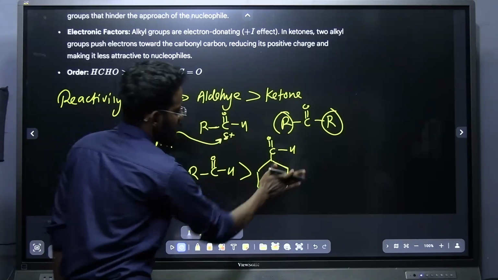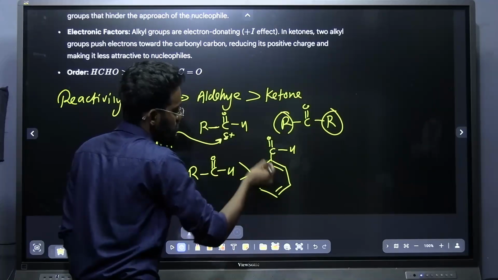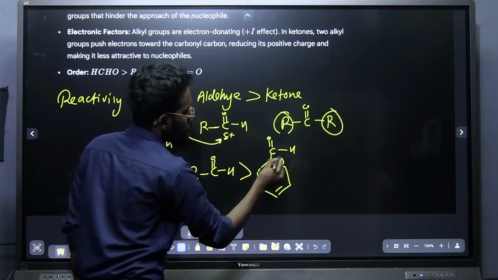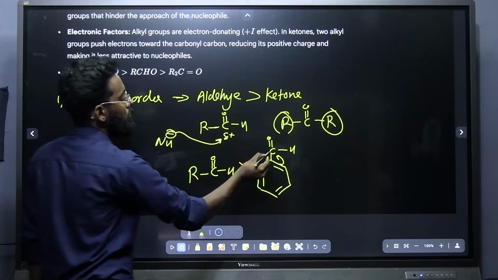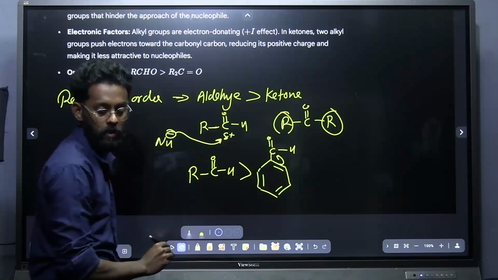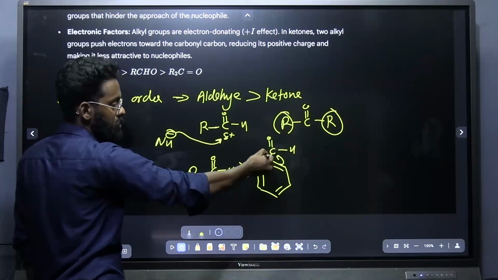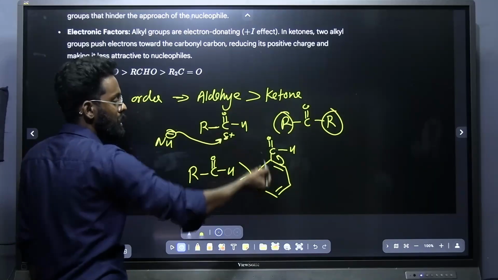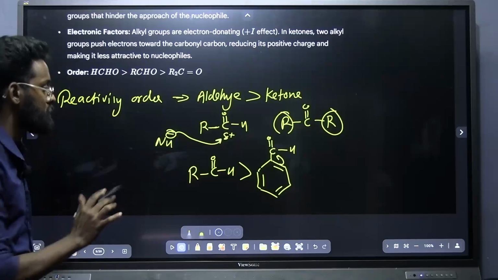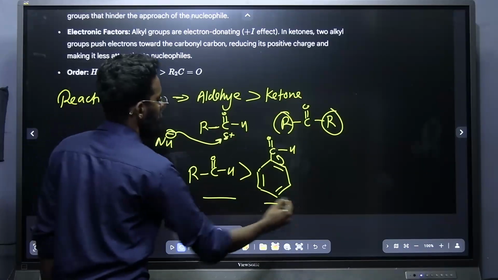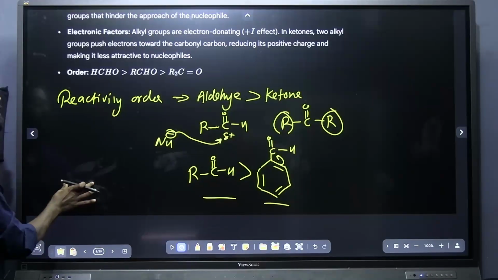Here you can see in benzaldehyde the ring is involved in the delocalization, right? Due to the resonance, the pi bond will be shifting towards the carbon, which will make the carbon less electron deficient. Carbon will become rich in electrons because of the resonance. If the carbon becomes rich in electrons, then the nucleophilic addition will be very less. That is the reason. So note down the point for aldehyde and benzaldehyde. Normal aldehyde has a higher rate than benzaldehyde.